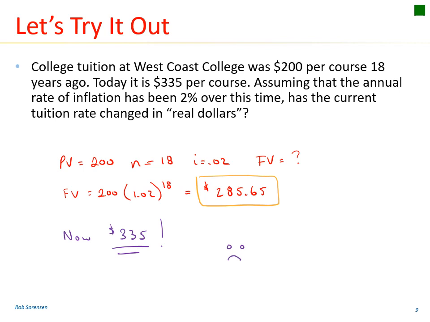So that's the bad news here. Tuition has gone up by more than the inflation rate, it appears. In terms of real dollars, the student should only pay $285 now, but they're really paying $335. It's not as good a deal for students today as it used to be.